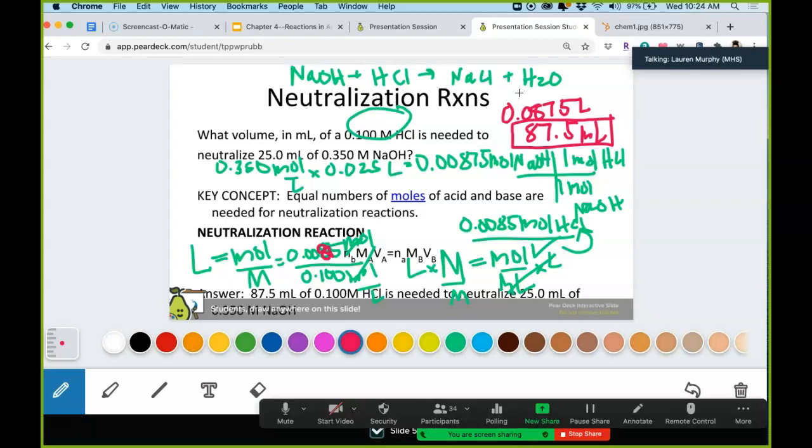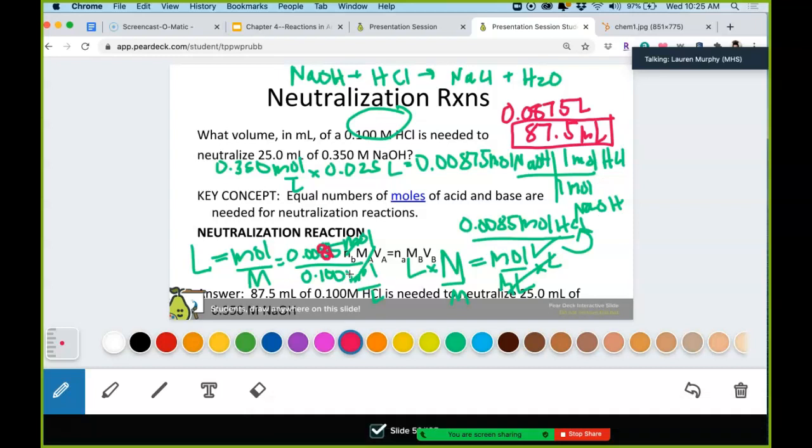Okay, so this was the long, beautiful way. Now, before I move on, I'm going to show you the shortcut way, but I want to ask a question. Okay, why did we need so much acid to neutralize the base?